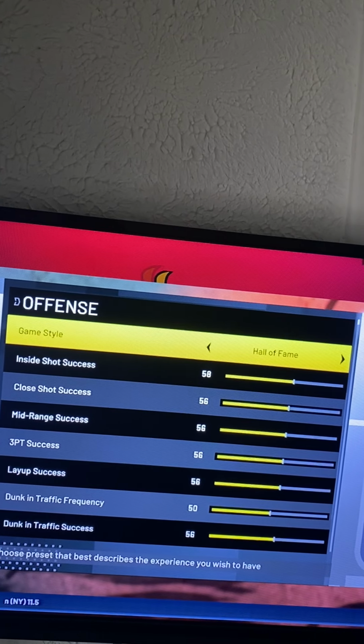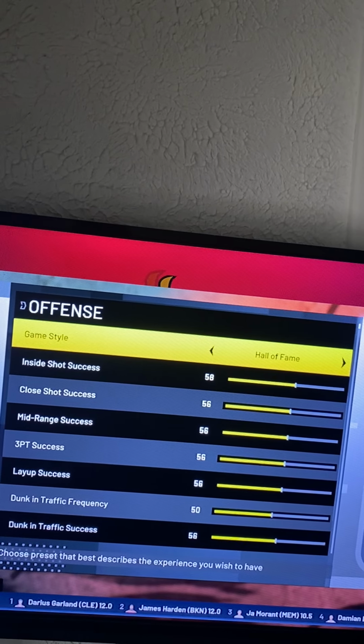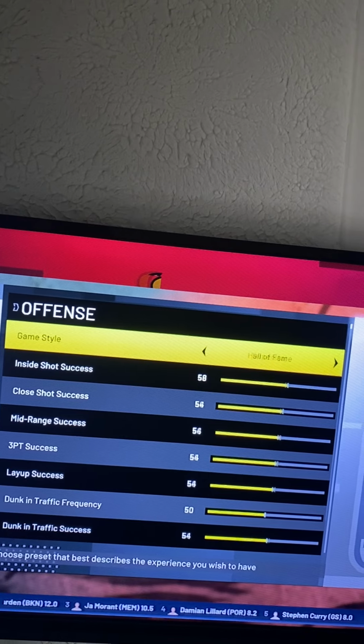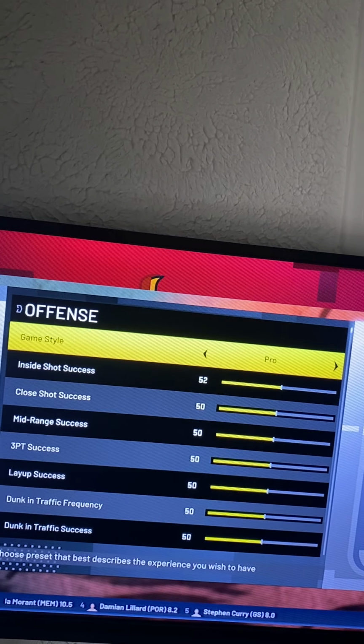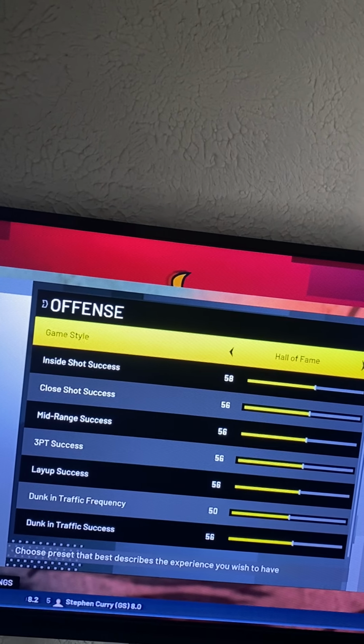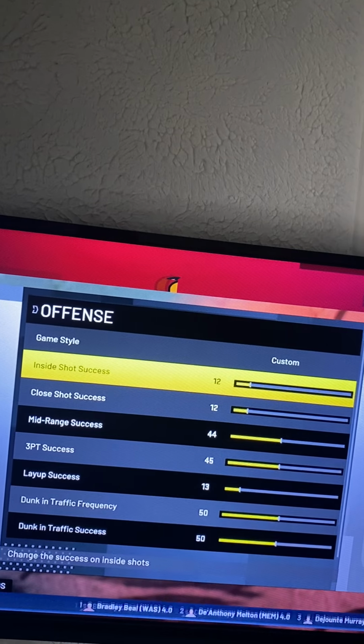This game is full of crap. It's flawed. It's fake. It was rushed. It wasn't processed right. None of these sliders, none of these game styles is real. If you're looking for a real basketball experience, please download my sliders.